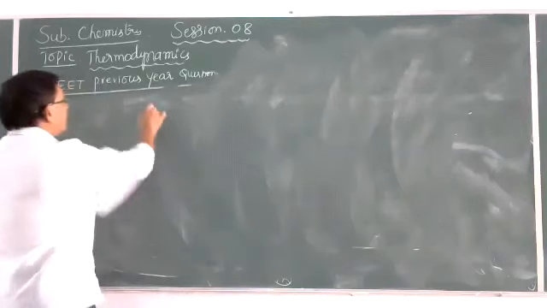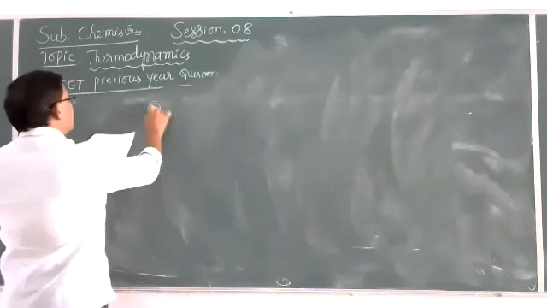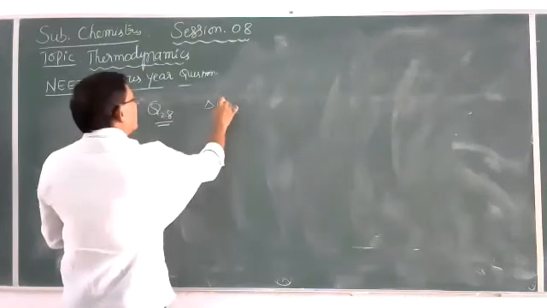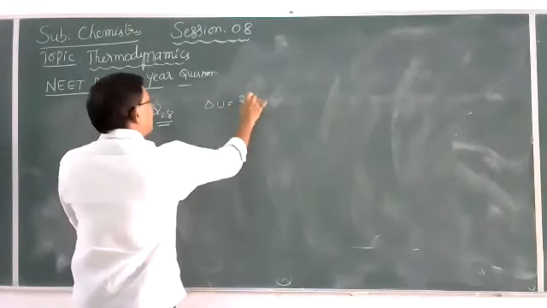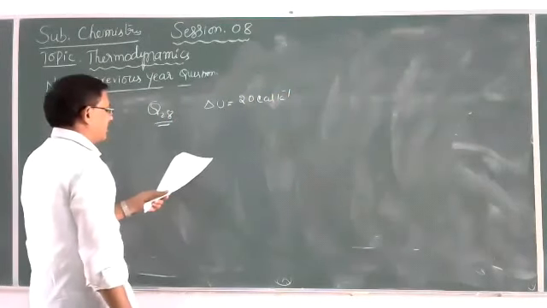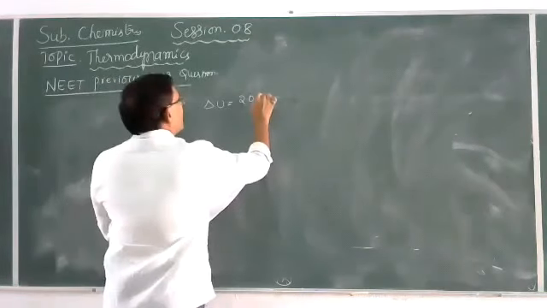Okay. In question number 28, your delta U value given, that is 20 calories per Kelvin. Sorry, kilocalories.